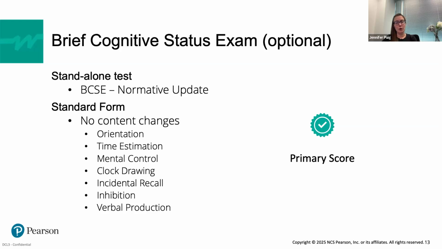The BCSE will also be available as a standalone screener. In this form, it's going to be called the Brief Cognitive Status Exam Normative Update. As a standalone assessment, the BCSE NU is a level B assessment, whereas the WMS 5 is a level C assessment. And finally, this subtest takes approximately 10 minutes to administer.